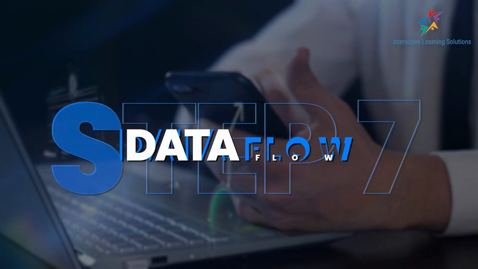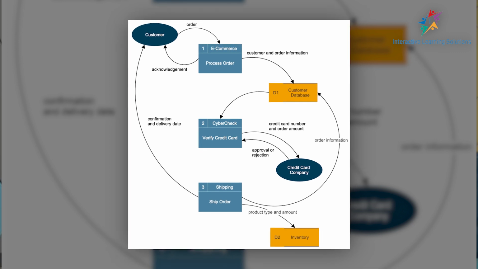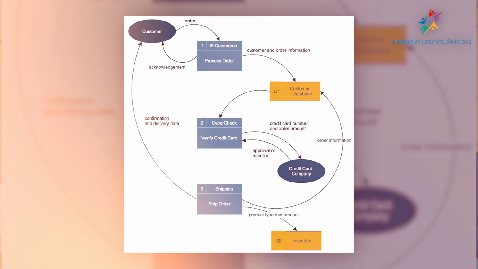Step number 7, data flow. In addition to the flowchart, consider creating a data flow diagram that will illustrate how data moves through your application. That will help you track data processing and storage.